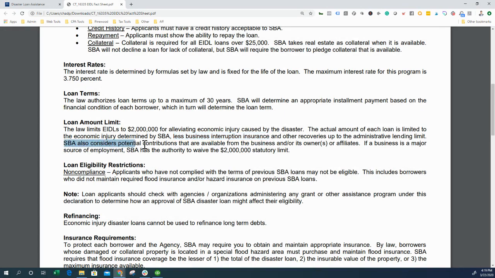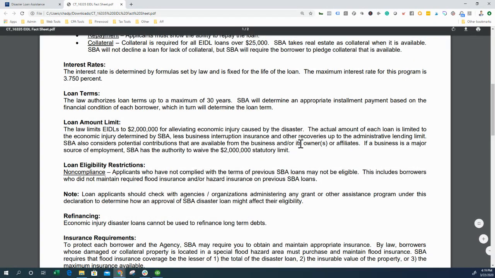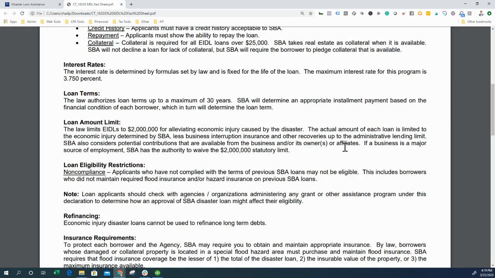The SBA also considers potential contributions that are available from the business and its owners or affiliates. So do you have additional cash on hand that you could put into the business to supplement the SBA loan? So that's why they look at your personal financial statement. They're going to ask you how much stock, bond, cash do you have available in your personal accounts.